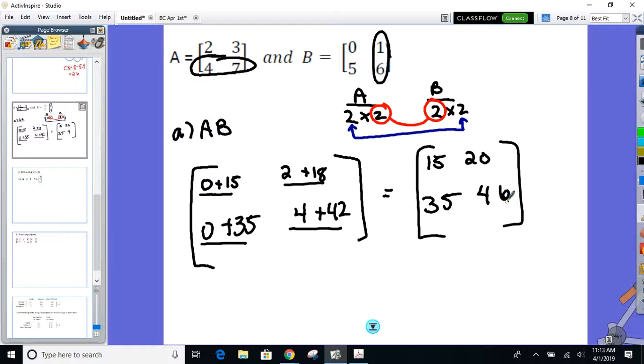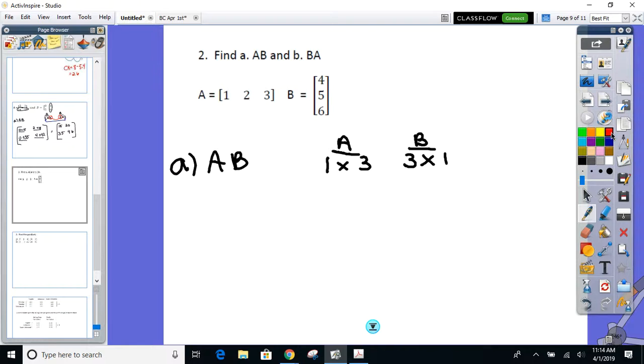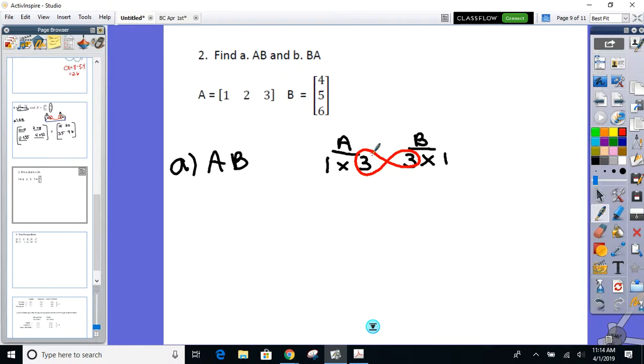Okay, and again, a 2 by 2 and a 2 by 2, that's not really the best example. Here's where we start getting nuts. Stop me at any time here. I got A and B. First one, do A times B. Got to check first. What is the size of matrix A? 1 row by how many columns? 3. B is how many rows? A 3 by how many columns? 1. Notice the 2 inside numbers? We got a match there.